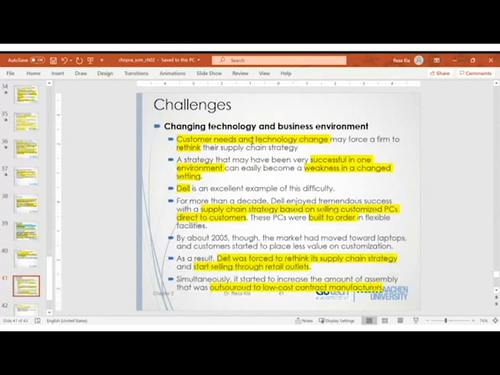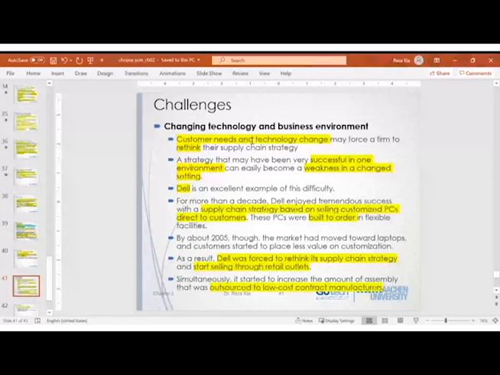The other challenge, as I think you have experienced, is related to technology. As you can see, customer needs and technology are changing very rapidly. Because of that, if you want to be successful, you need to redesign your supply chain. Because if you have been successful for a couple of years, maybe in the future you will have some weaknesses. So again, you need to redesign your supply chain.